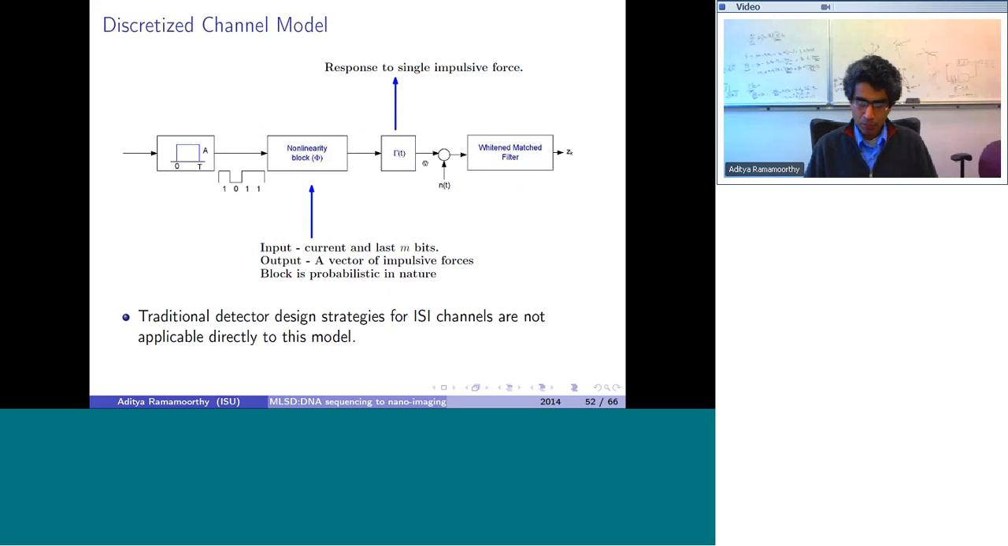This is a block that we can actually measure in the lab. This is the impulse response, and we can measure it in the lab by measuring the response to one particular impulsive bit. But this part, the nonlinearity block, we actually cannot measure.